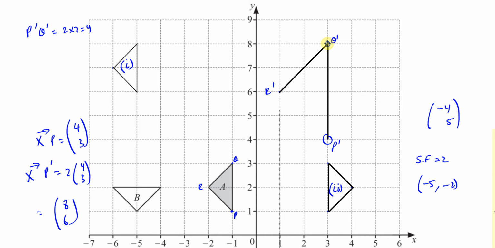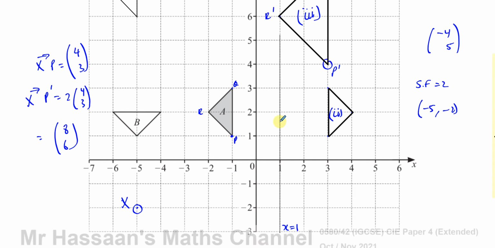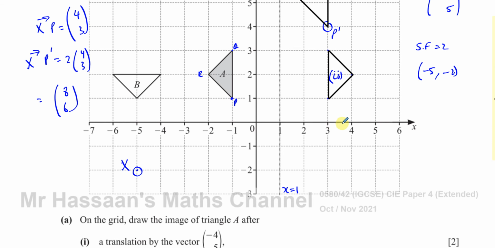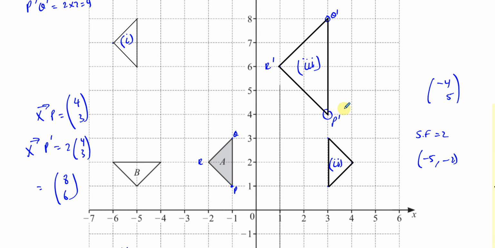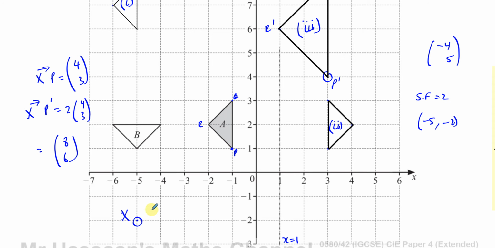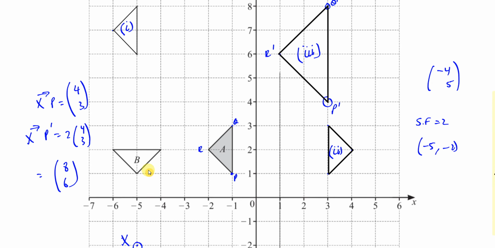So here we have our triangle after the enlargement. Just make sure everything's straight and proper. So there we have the image, which is part 3 of the question. So there we have the enlargement. Here we have the translation, here we have the reflection, and here we have the enlargement of scale factor 2. Everything is scaled by 2, and this is the center of enlargement. So there's the answer to part 3.